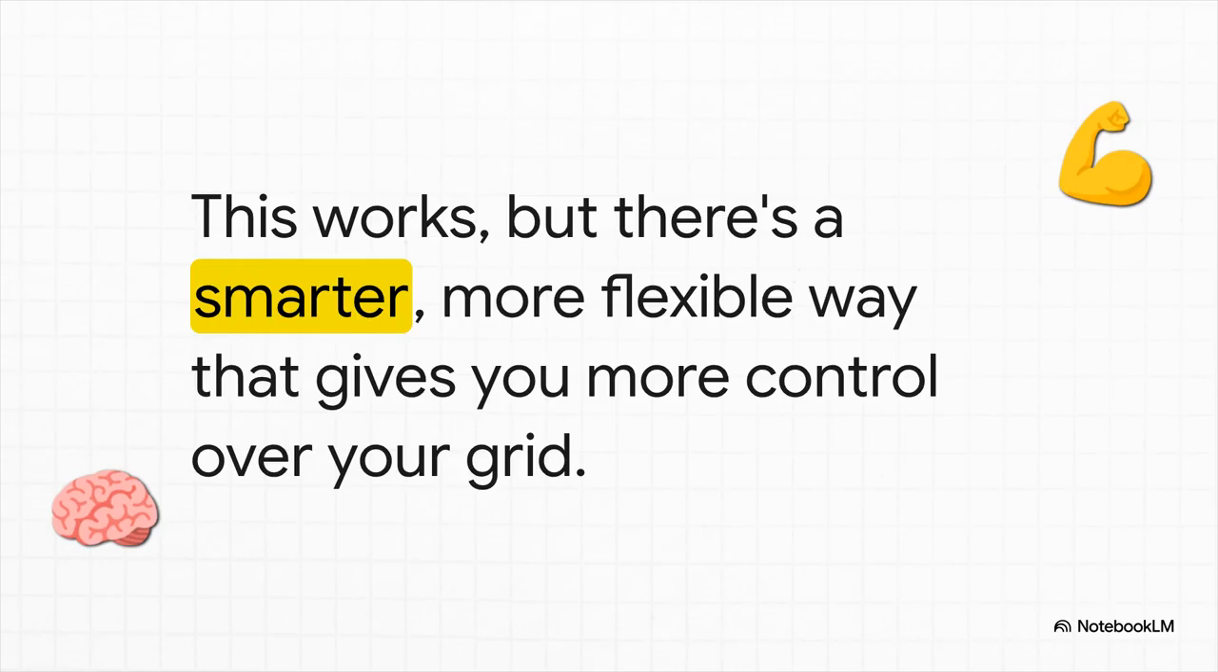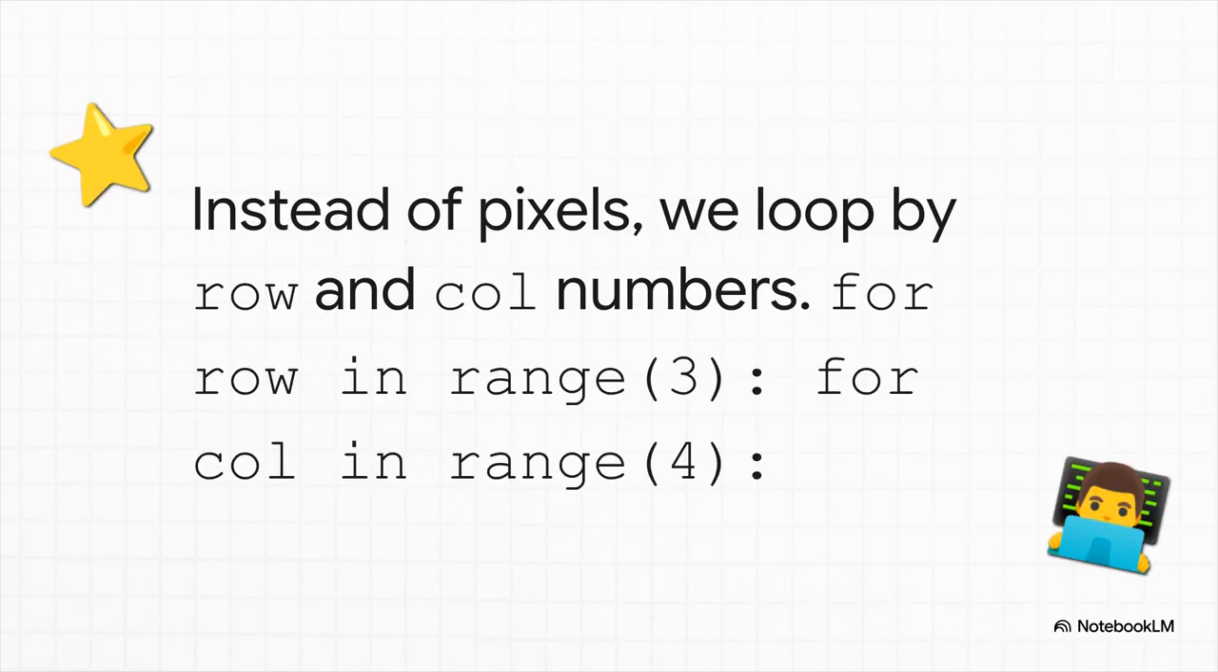Now look, this method of looping over the exact pixel numbers, it works. It works perfectly fine. But in programming, we always want to think a little more abstractly, a little bigger picture. And there is a much more common, a much more flexible way to build grids that separates the idea of the grid from the nitty-gritty pixel locations. And that's by looping through row and column numbers. So instead of thinking about x and y coordinates, we're thinking about the grid structure. We'll have an outer loop for the number of rows, 3 in this case, and an inner loop for the number of columns, which is 4.